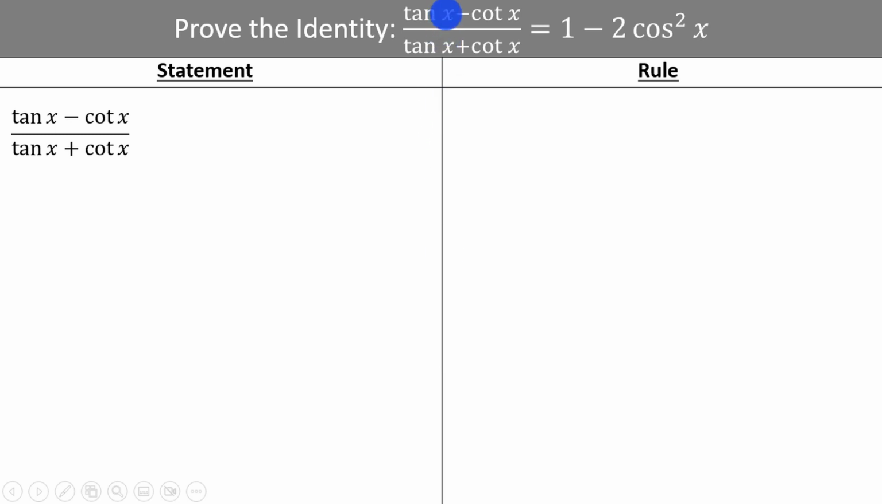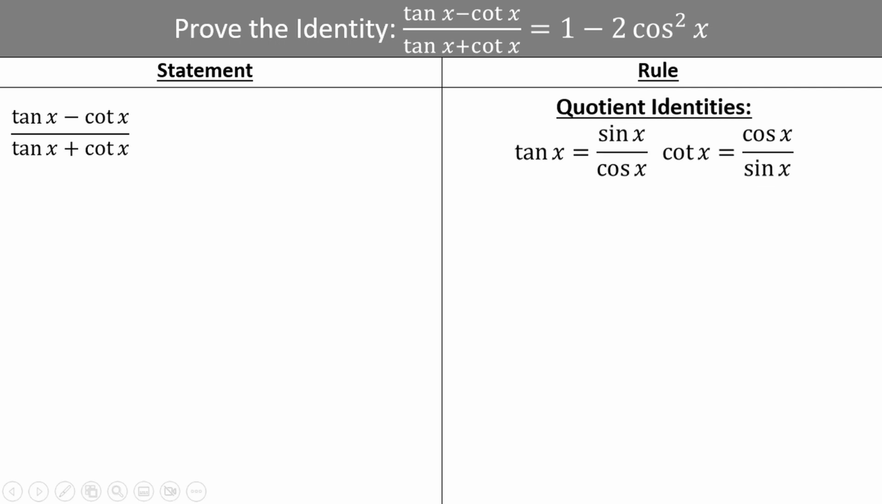We are asked to prove tangent of x minus cotangent of x divided by tangent of x plus cotangent of x is equal to 1 minus 2 times cosine squared of x. Again, many of these problems, it might be unclear what your first step should be. If you're unsure, sometimes converting everything into sines and cosines can be helpful. Let's change all the tangents into sine over cosine and all the cotangents into cosine over sine. This is the result. We have sine over cosine for the first tangent minus cosine over sine for the cotangent divided by sine over cosine for the next tangent plus cosine over sine for the final cotangent.